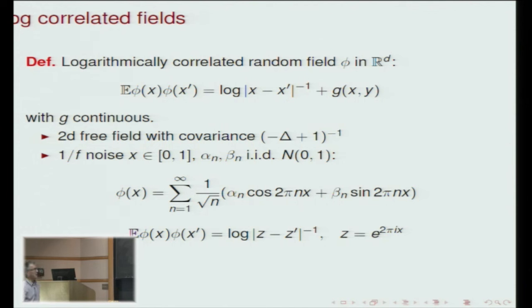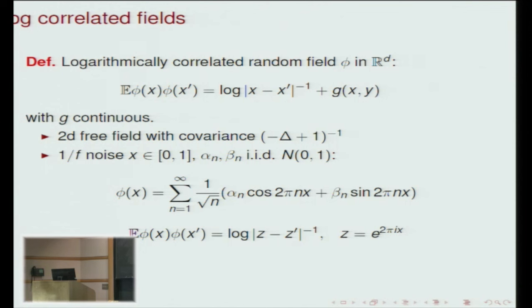In one dimension, a similar case goes under the name 1 over f noise. Here is an example of that. You take independent random variables, a random Fourier series, where each coefficient is an independent normal variable, with an overall factor of 1 over square root of n. If you compute the variance of that, you see that it's like a sum over 1 over n, so it blows up logarithmically at the diagonal, just like here.